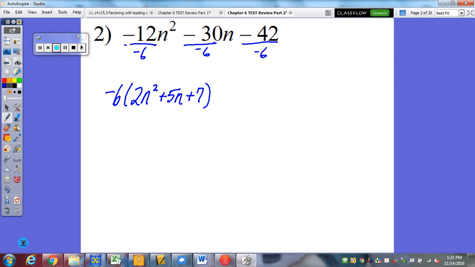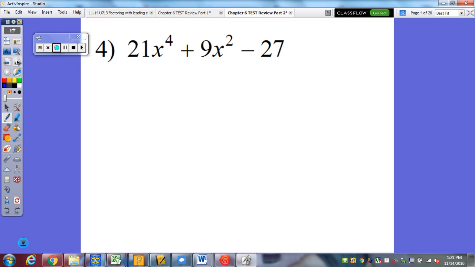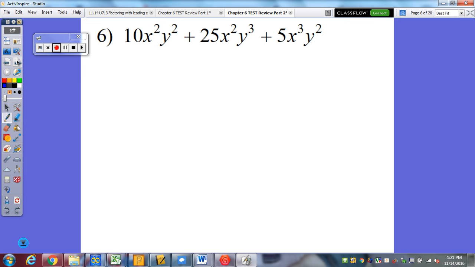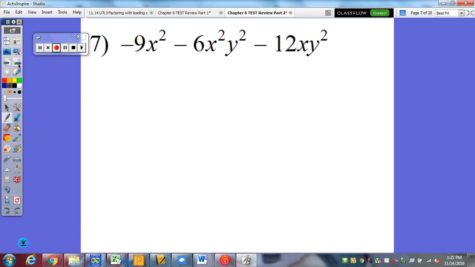All right, so let's see what else we got here. Let's look at it with two variables. That one looks kind of easy. Let's do this one right here. So we've got, again, negatives for each one of them. 9, 6, and 12, we have 3. X squared, and x, we just have the x. No y, y squared, no y.